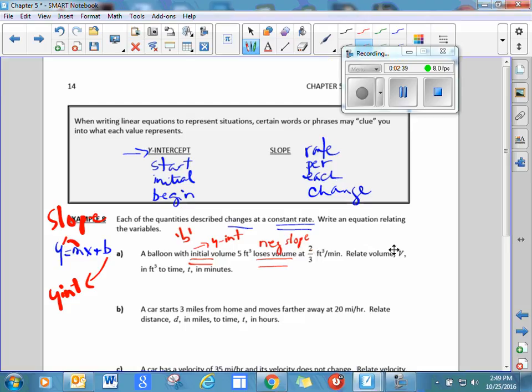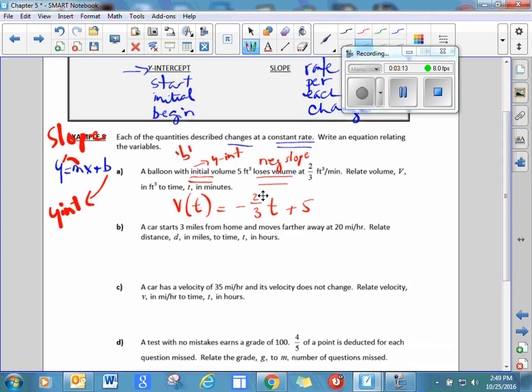So it says relate the volume to the time in minutes. So the time is the independent variable. So the volume is a function of the time, and it is negative 2/3, there's my slope, t for time, plus 5. I'm starting at 5, and I am losing volume as time increases. So time is the independent variable. The volume depends on time. And this is an equation that represents that scenario.